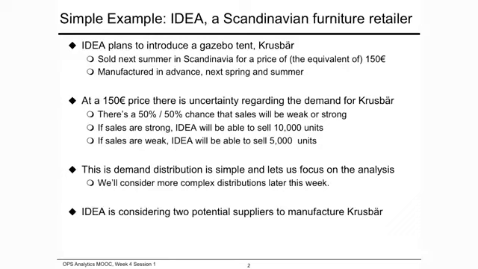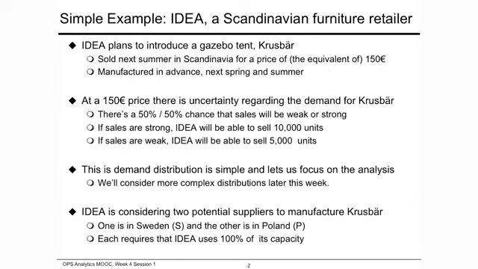IDEA is considering 2 potential suppliers to manufacture the Krusbær. One's in Sweden, and the other is in Poland. We'll call the Swedish supplier Supplier S, and the Polish supplier Supplier P. Each of the suppliers requires that IDEA uses all of its capacity. And IDEA will contract with at most one of the 2 suppliers. That is, IDEA may decide to use Supplier S, or to use Supplier P, or IDEA may decide not to use a supplier at all and not sell the Krusbær tent. Here are the statistics for the 2 suppliers.